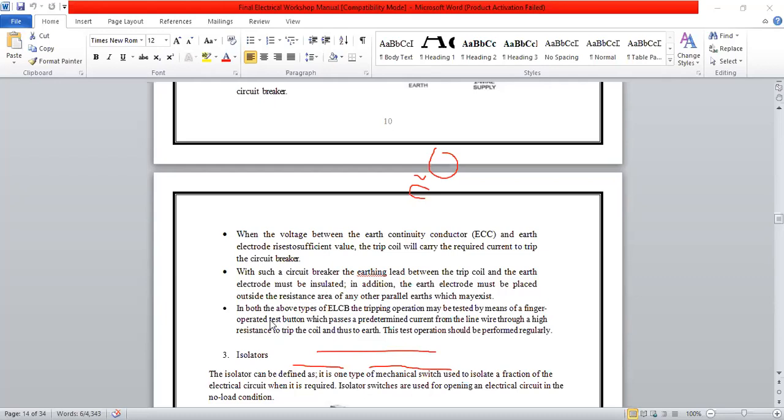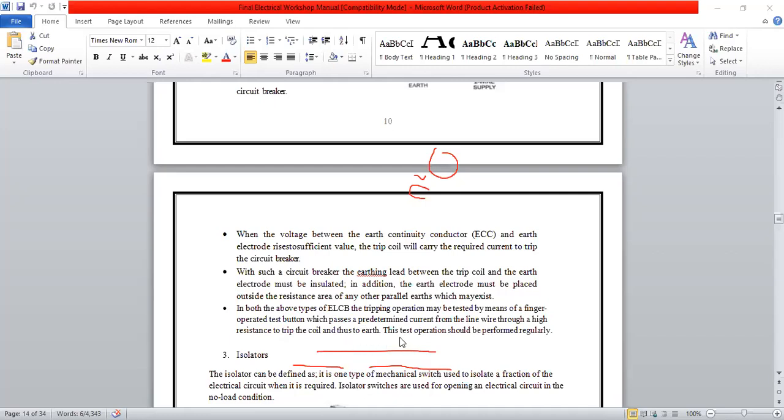Now in both the above types, the ELCB, that is earth leakage circuit breaker, the tripping operation may be tested by means of a finger operated test button. Okay, so this test can be done by a finger operated test button. Okay, and it passes a predetermined current from the line wire through a high resistance to the trip coil and thus to the earth.